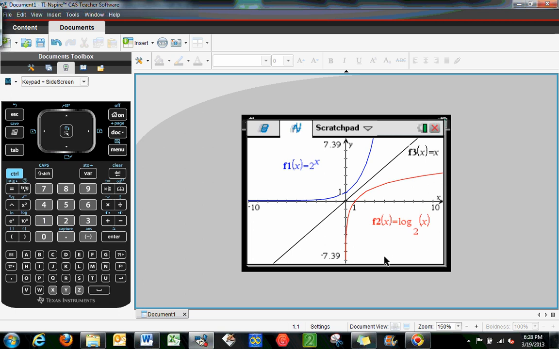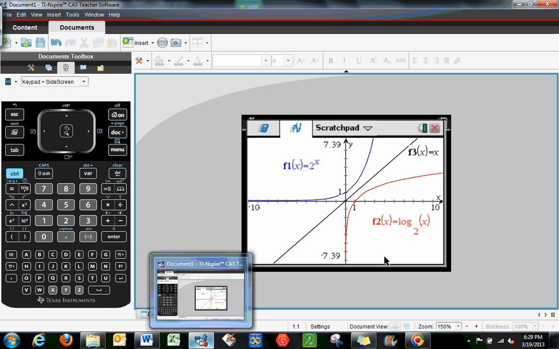Now, if we were dealing with an exponential decay function, these would still be mirror images, just reflected across the line rather than crossing each other. We may dive into that a little deeper in future classes, but I just wanted to give you a visual of the inverse.